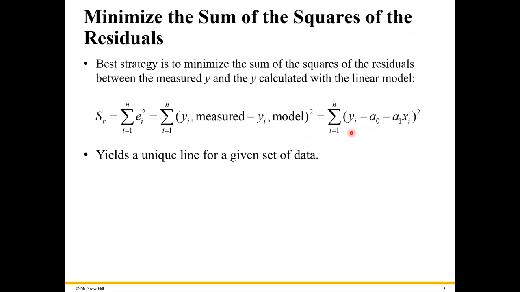And if we add up all these values for all values of x and y, we take the squares of those values, the squares of the residuals, and add them together, then that minimum sum will give us the condition for finding that straight line. Therefore, it yields a unique line for a given set of data. So using these conditions, we can get a unique line.